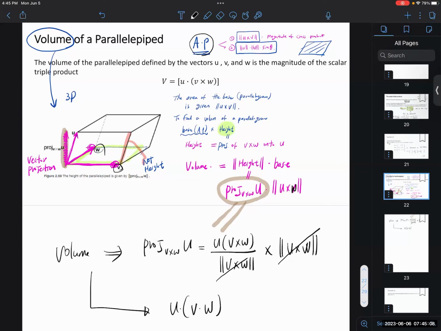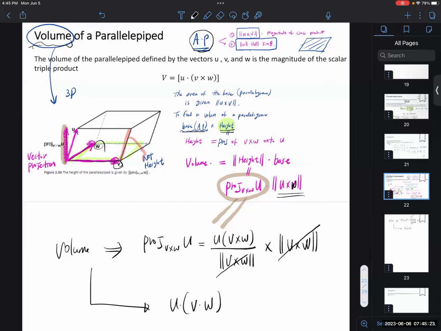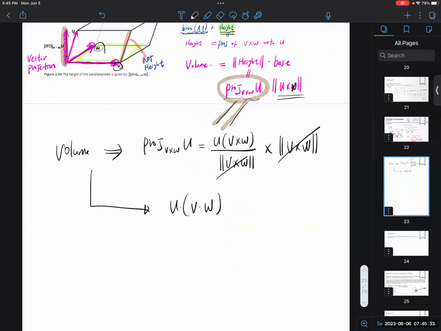For the area of the parallelogram, we have 2 options. We are not looking for area, we're looking for volume. So that should be the base times the height. The base is, we know, the area of the parallelogram. And this height, what does it mean? This is a vector projection, which is a projection of V times W onto U, so according to the vector projection formula, we got this one. And this is the base. They're going to cancel. So basically volume is going to be multiplying all 3 vectors. That's it.